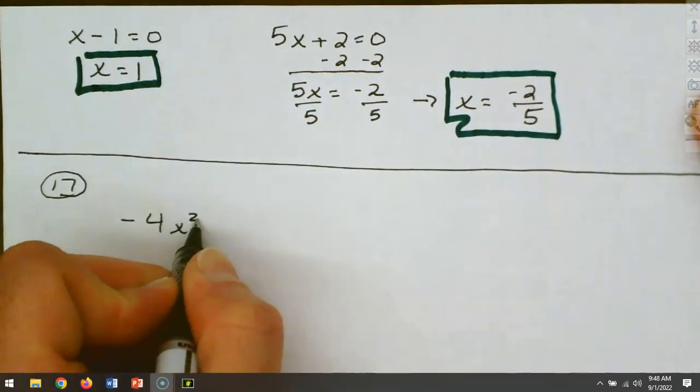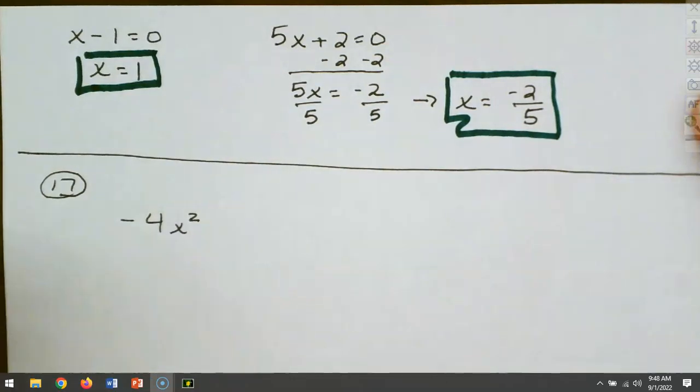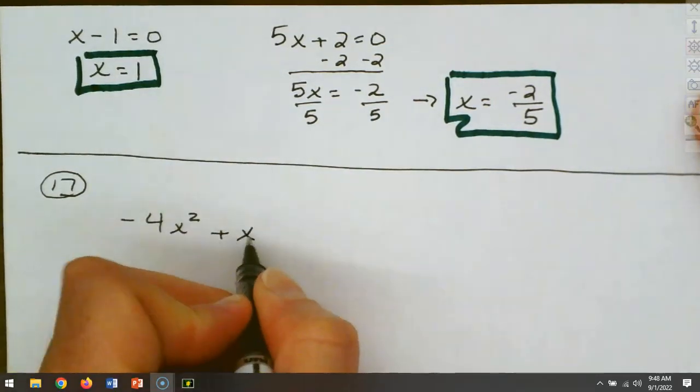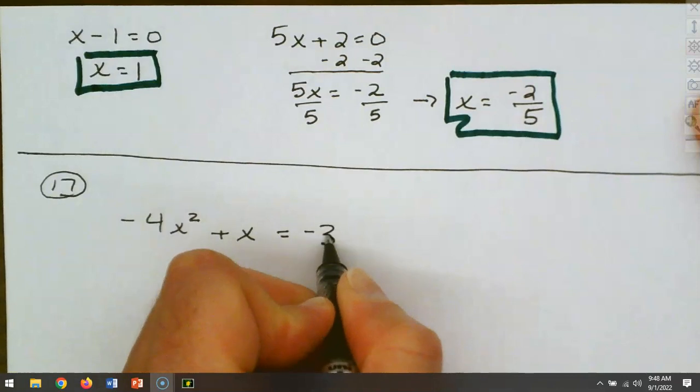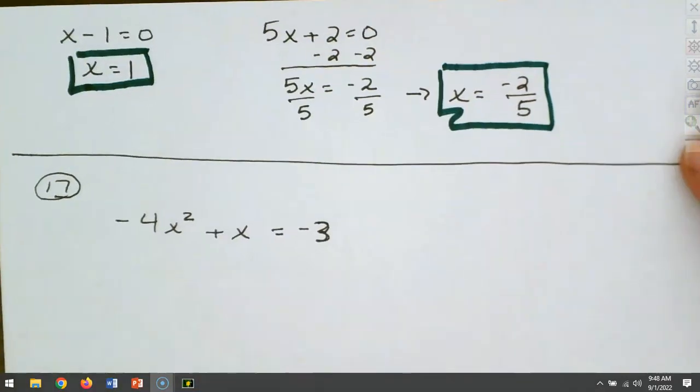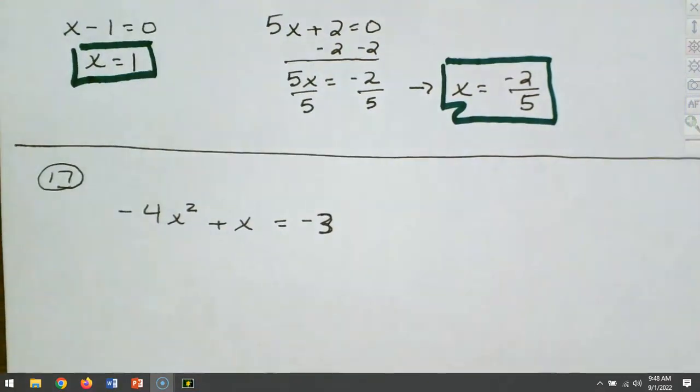Minus 4x squared plus x equals negative 3. So what do we do? The directions say to solve this with zero factor, right? So zero factor means this must be set equal to what? Zero. So that's our first step: always make sure it's equal to 0.